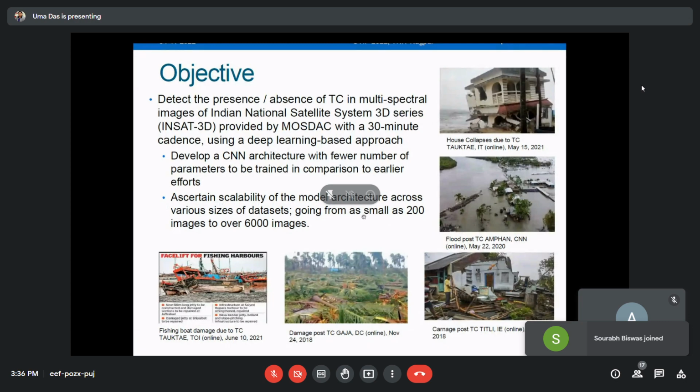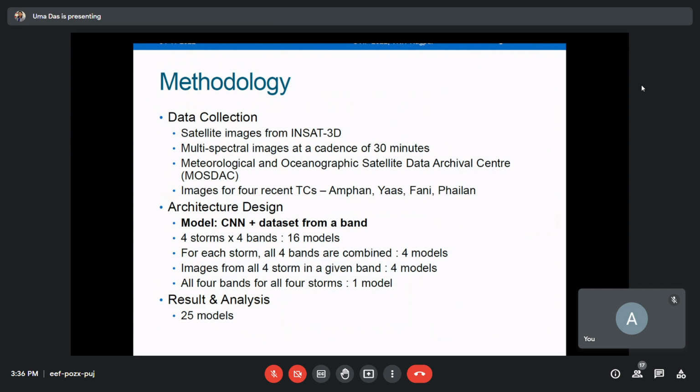That means if we give input data whose size is 200 images, the model works, and for the same architecture, even if we give 6,000 images, the model still works. So those are the objectives we started off with, and this is the methodology.